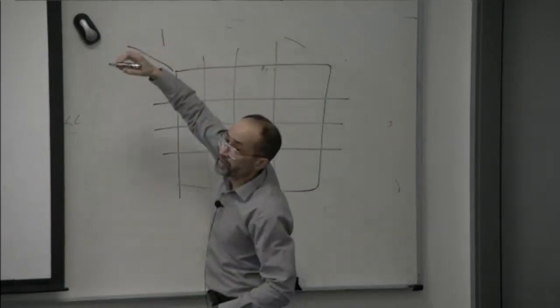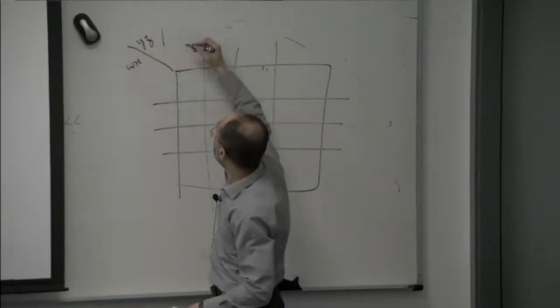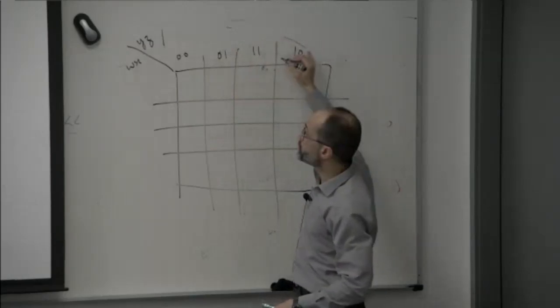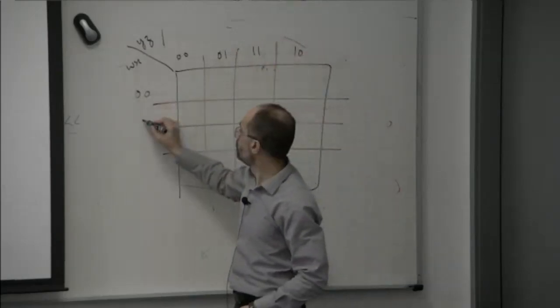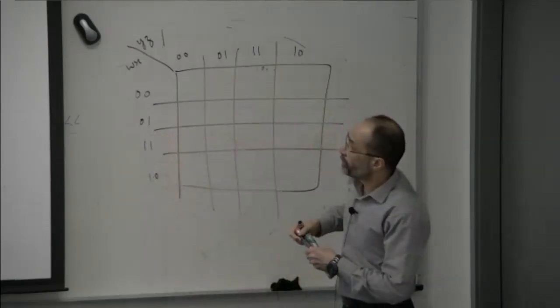What are the names of the variables? YZ and WX. Okay, now 0 0, 0 1, 1 1, 1 0, then 0 0. Got it? Okay, now we have these.